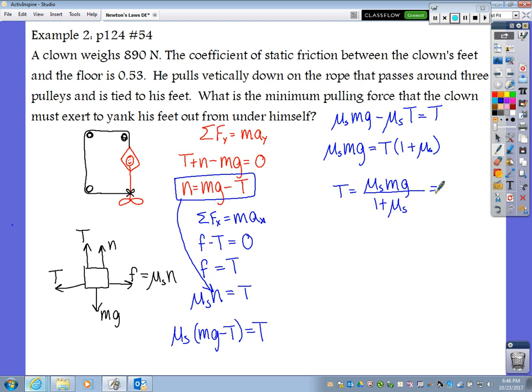And let's plug that in. Mu static is 0.53 times, the weight is 890 newtons, divided by 1.53 gives us 308.